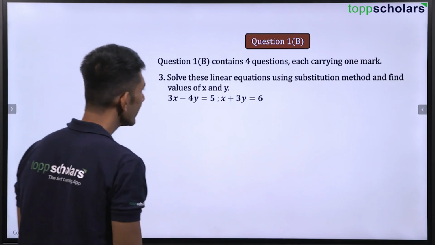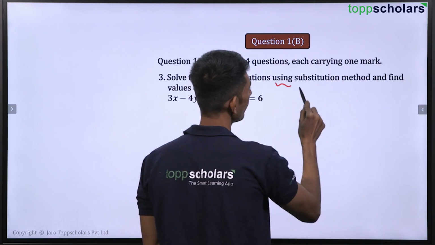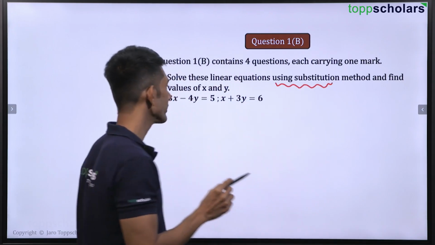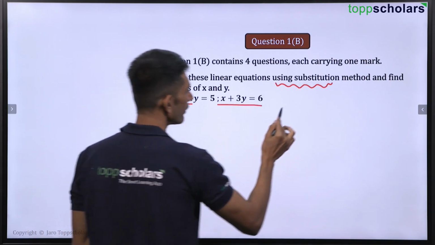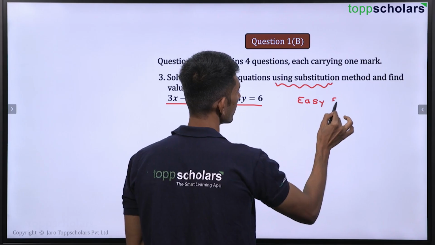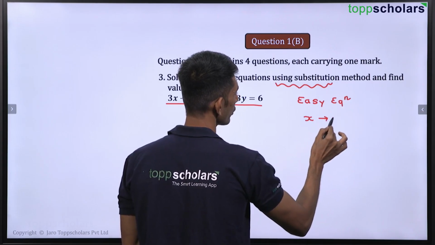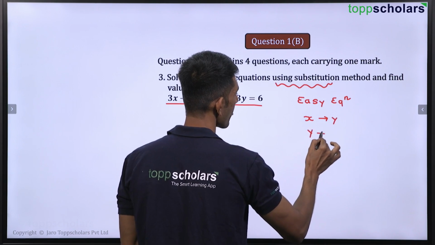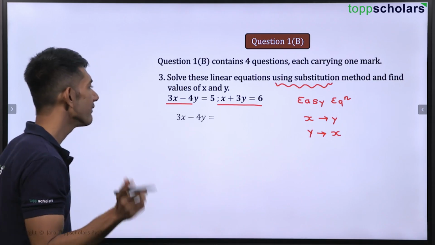It says solve the linear equations using substitution method and find out the values of x and y. So in substitution method, whenever two linear equations are given, first pick up the easy equation. Then find x in terms of y or y in terms of x. That is what we do. Second equation is simple. We can start with that.